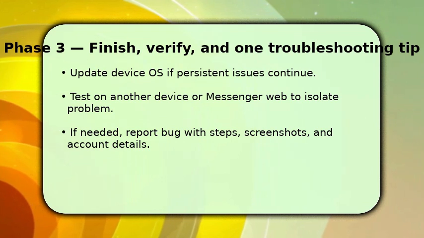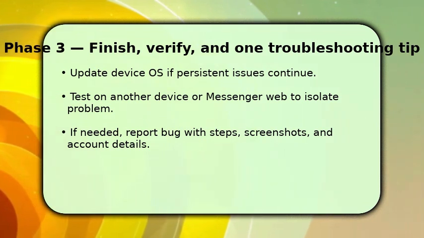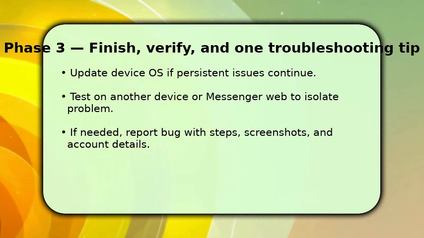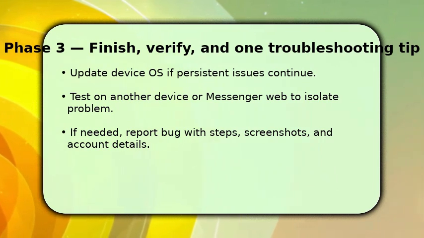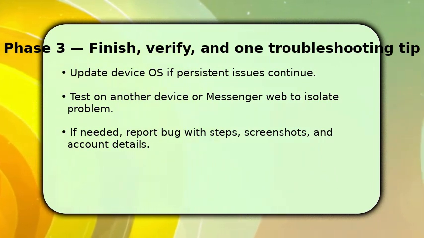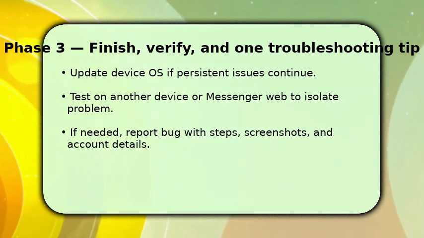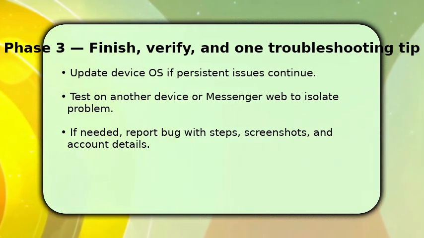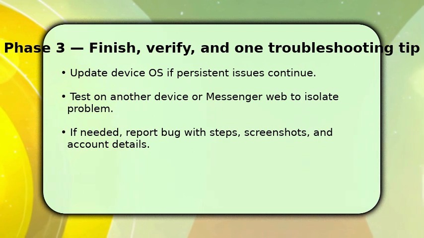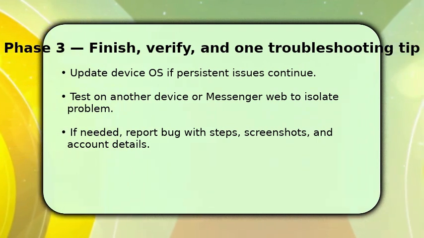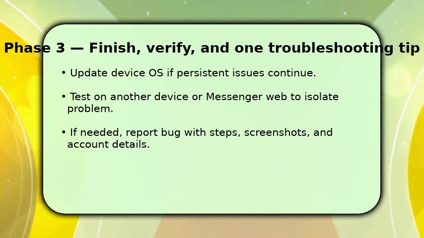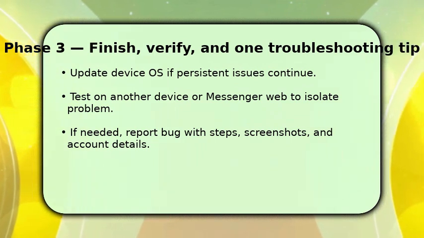If problems remain, test the same account on Messenger web or another device to determine whether the issue is local or account level. If the search works elsewhere, reinstall the app on your main device. If the issue persists across platforms, report a bug. Include exact steps, sample search terms, screenshots, and approximate timestamps so support can reproduce and resolve the problem quickly.